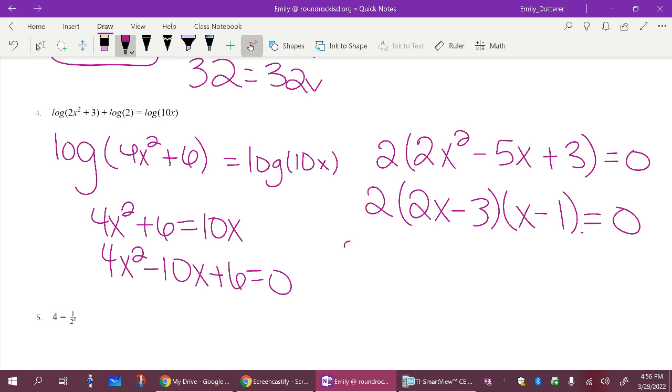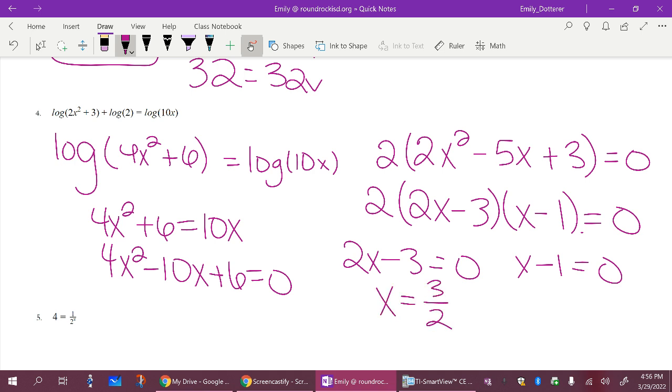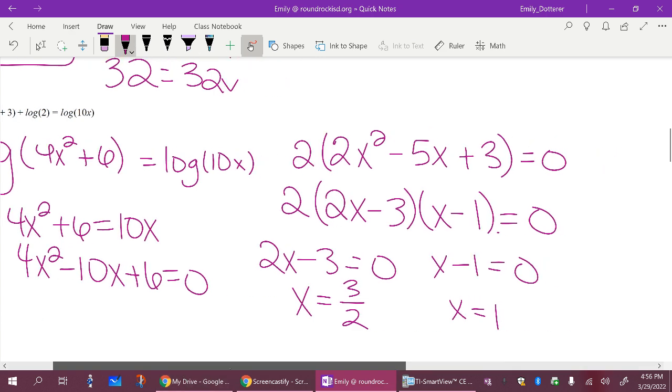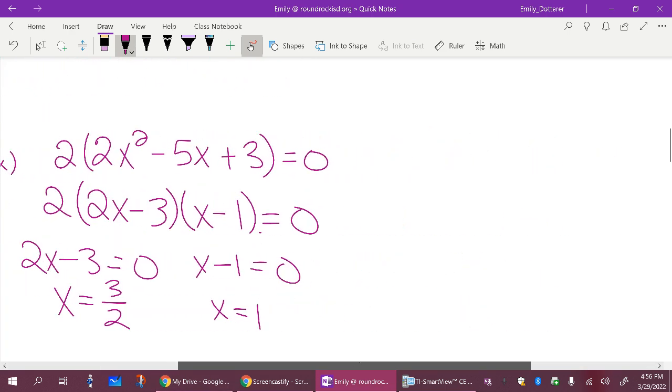When we're solving by factoring, we set the factors equal to 0 and solve for x. We're going to leave that 2 on the outside alone because 2 can't equal 0. There's nothing we can do to make it equal 0. They're different values. So now we have 2 different values that we're going to have to verify.